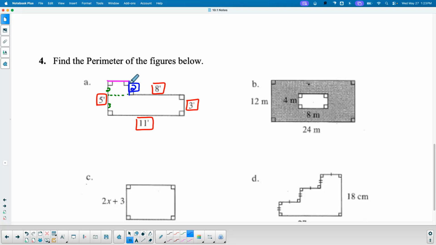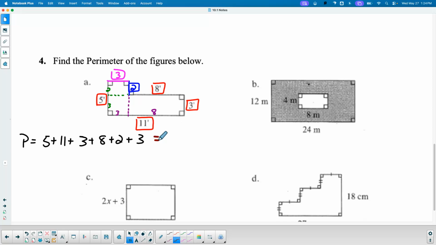Okay. What is my pink dimension? 3, because if I were to extend now this way, this part would be 8, this part would be 3, so the pink part up here is 3. With me? Okay. So now to find the perimeter, I start at one spot and I go all the way around. I should have 5, then 11, then 3, then 8, then 2, then 3. So then I add all of those together.